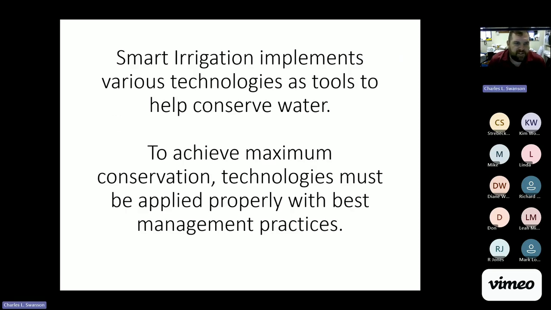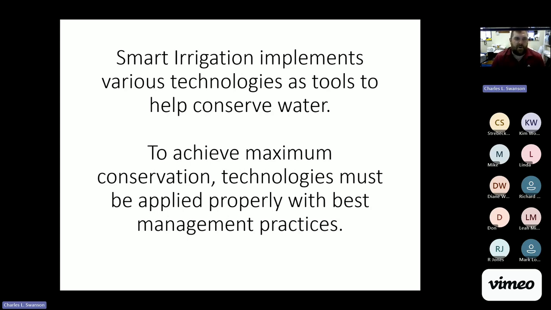So, just a little prelude before I get into the heart of my talk is just to review that when we talk about smart irrigation, what often comes to mind is just using different types of technologies. But technologies are simply just tools, okay? And so whenever it comes time to maximize our conservation or try to achieve the best quality landscape when we implement these different technologies, we also have to make sure that we apply those properly with best management practices.